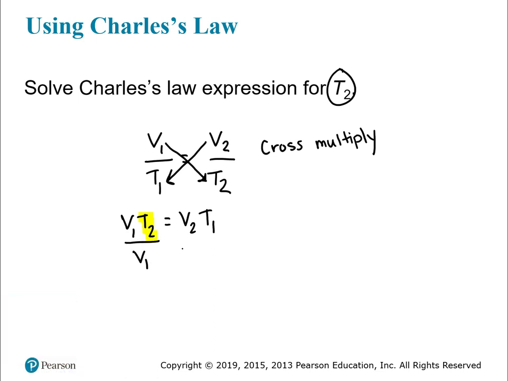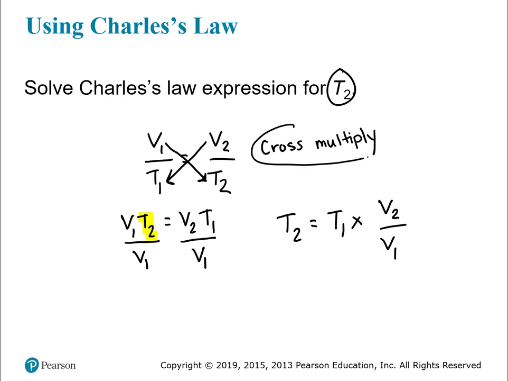Divide both sides by V1, and T2 is equal to T1 times the ratio of V2 over V1. That's just one example of how to use Charles's law. For every Charles's law question, you're going to cross multiply first as your first step to solving for whichever variable you need.